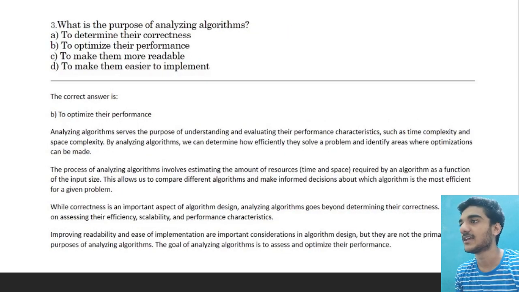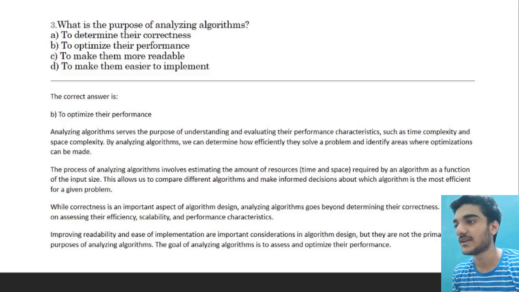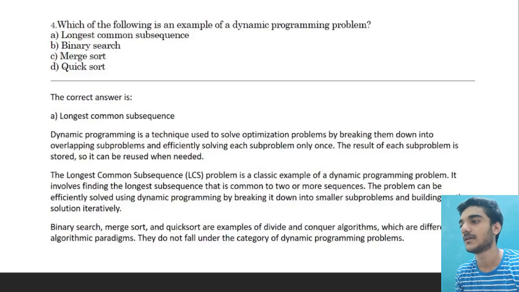What is the purpose of analyzing algorithms? The correct option is option B, optimize their performance. Analyzing algorithms serves the purpose of understanding and evaluating their performance characteristics such as time complexity and space complexity. By analyzing algorithms, we can determine how efficiently problems can be solved and identify areas where optimization can be made. The process of analyzing algorithms involves estimating the amount of resources, time, and space required by an algorithm as a function of input size.